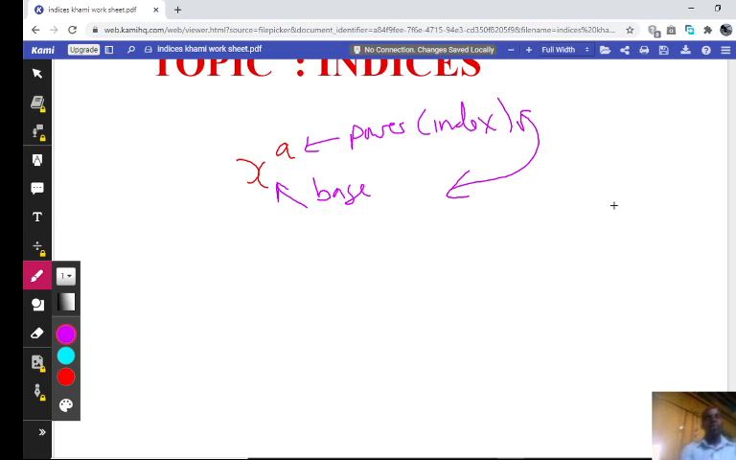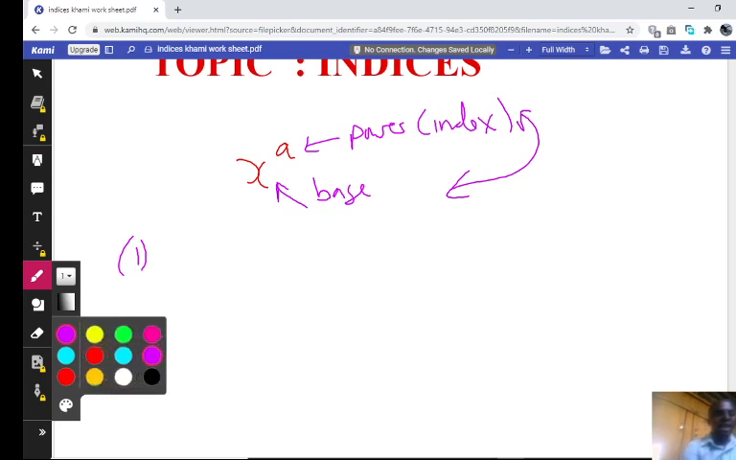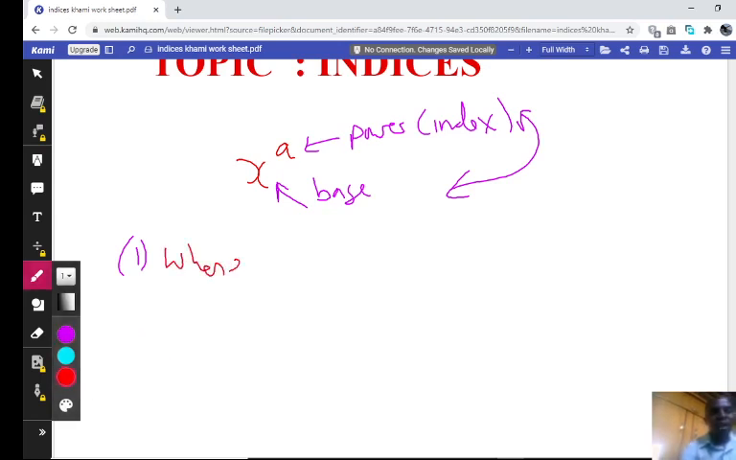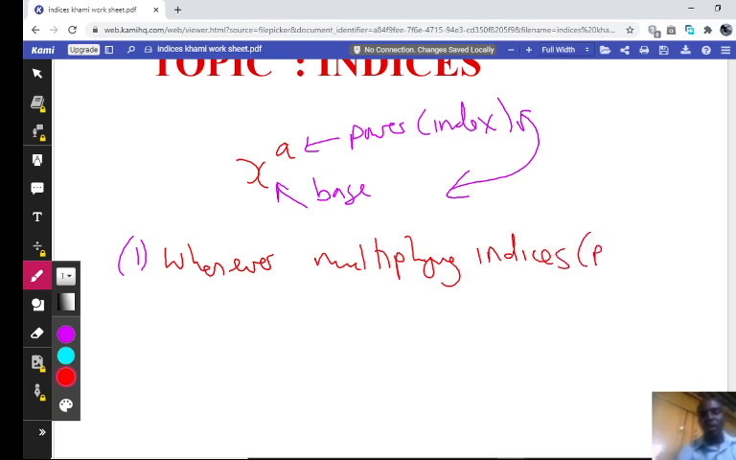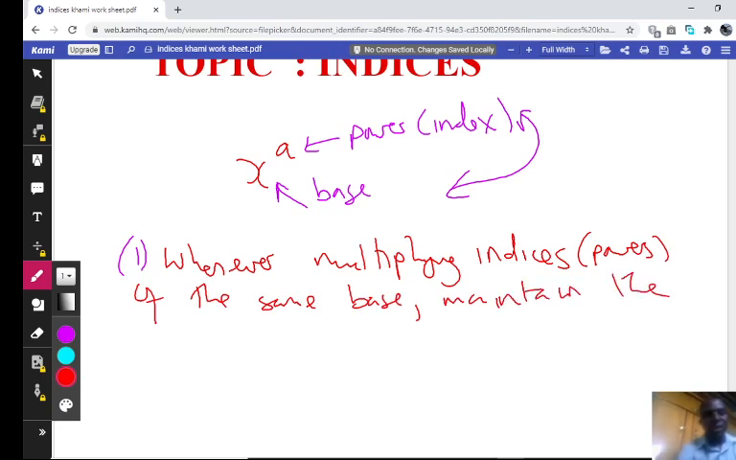What are these laws? The first law of indices, law number 1, says whenever multiplying indices, which are powers, of the same base, maintain the base and add the powers. Let me write it down. Whenever multiplying indices of the same base, maintain the base and add the powers.